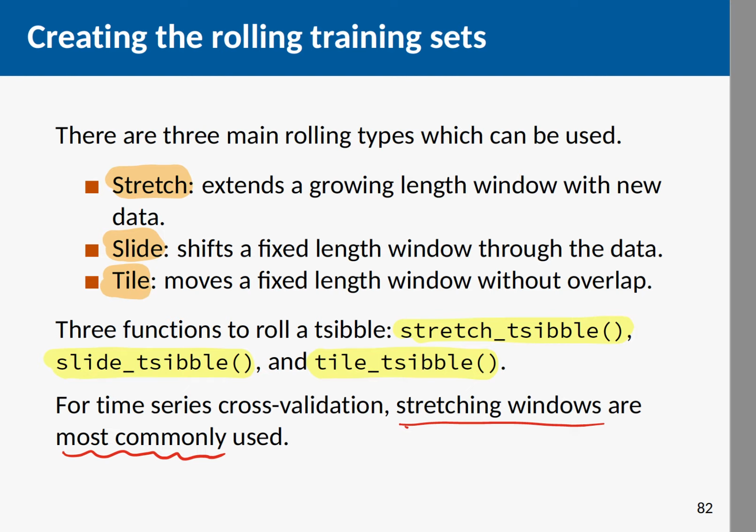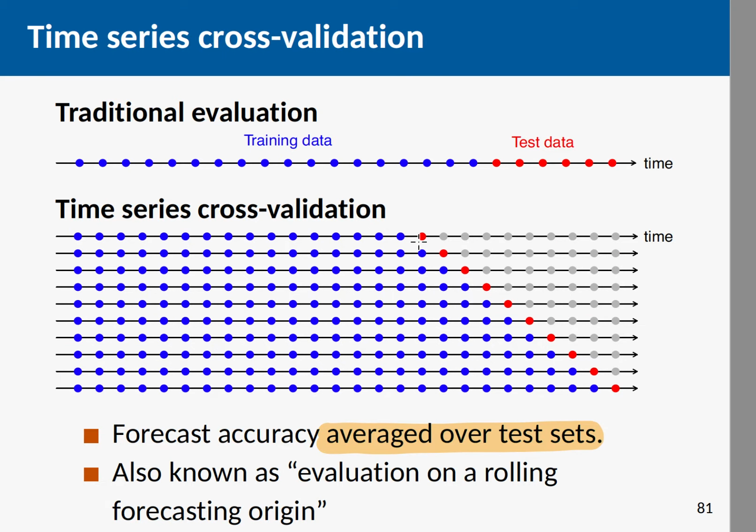Now, creating the rolling training sets. You saw that there is a training set that adds one more value of y each time, in each iteration, and we keep moving forward. The training set in the second iteration is just the training set in the first iteration plus one, and so you keep adding one observation each time.